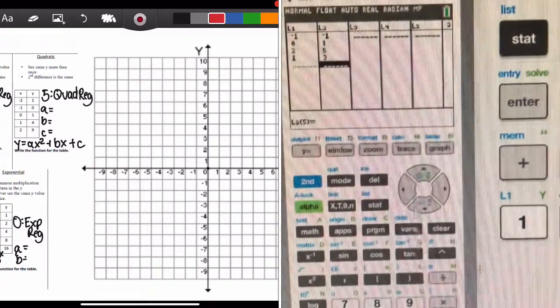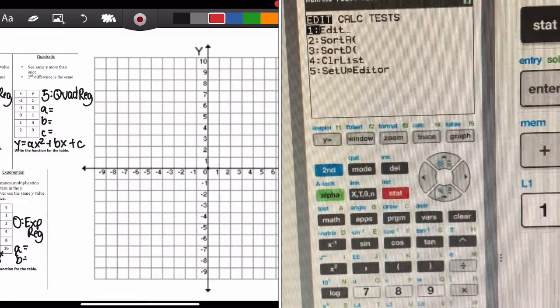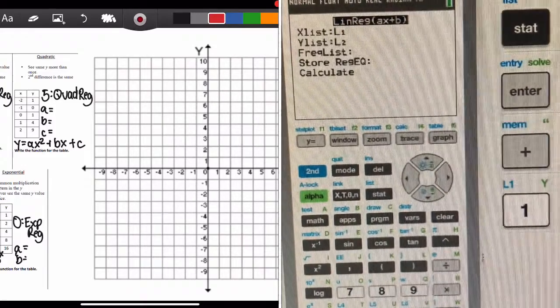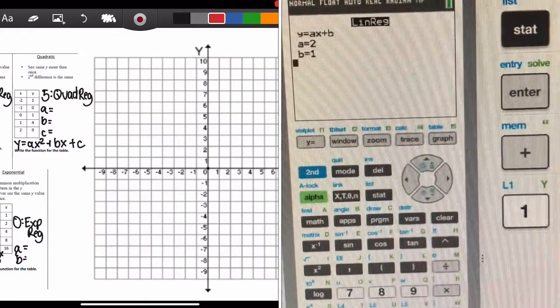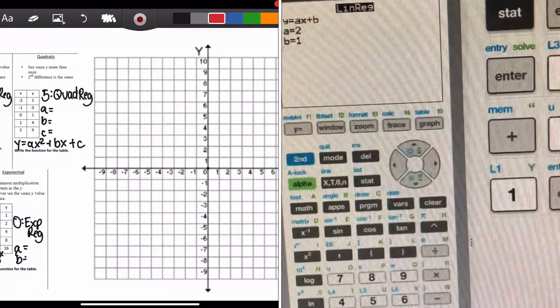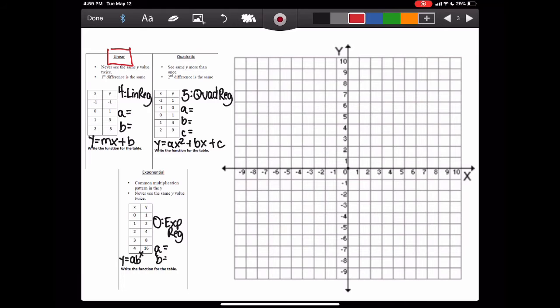Okay, I'm going to hit stat again according to my steps, go over to calc, and hit option 4 because we're working with a linear function here. And I'm going to hit enter 5 times. It's going to give me an A and a B, which are 2 and 1. And now I can write my equation. Remember I said in the calculator, instead of M, it's going to say A. So I have y equals 2x plus 1. And now I have written it.